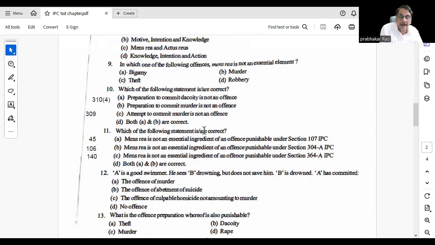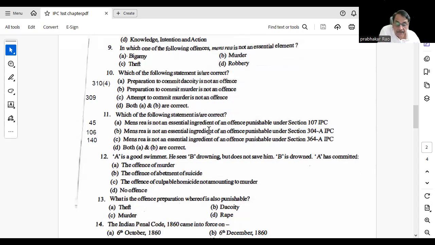Preparation to commit dacoity is an offense. It comes under section 310, subsection 4. You must remember this because this question comes quite often. While studying about preparation and attempt, there are only a few offenses where preparation is itself an offense. In that, dacoity is there.